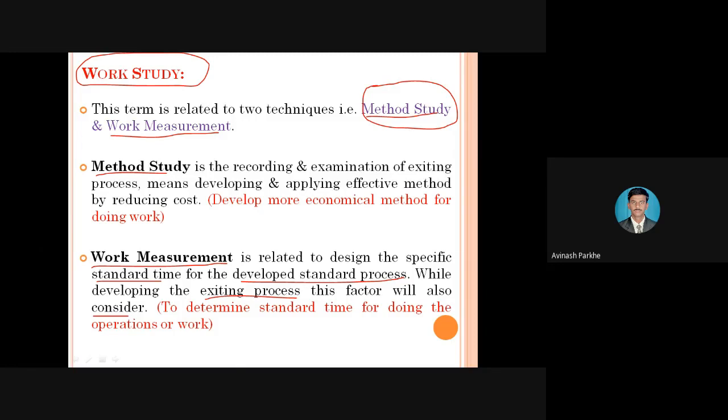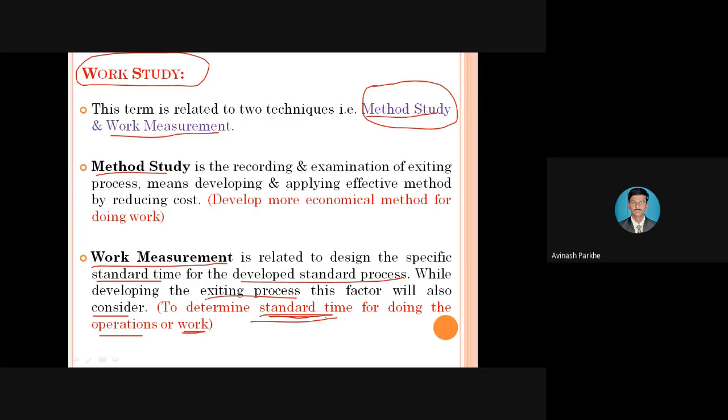Therefore, work measurement is used to determine the standard time for doing the operation or work. In simple language, work measurement is used to determine the standard time for doing the operations and the work. So whatever operations we are doing, maybe a number of operations or only one operation, whatever work is assigned to you or whatever work we are performing, for that particular operation and that particular work, I have to calculate the standard time.